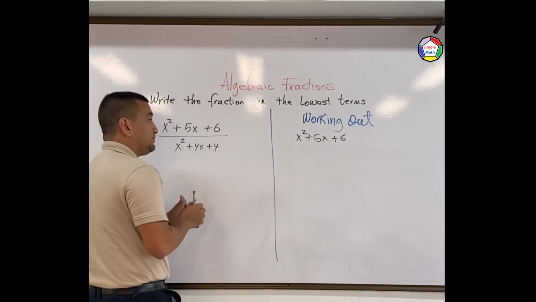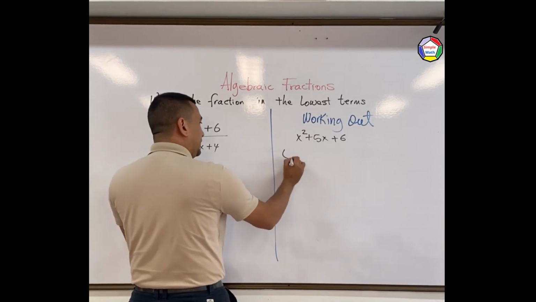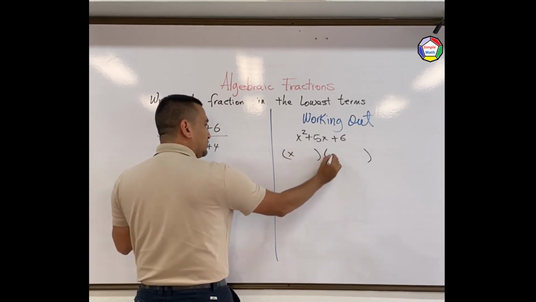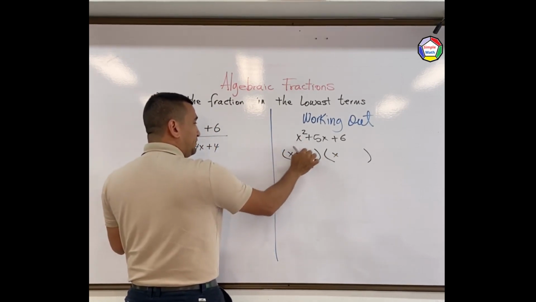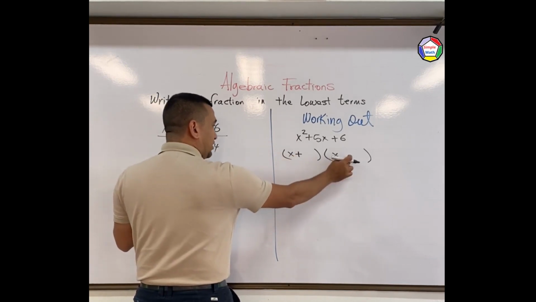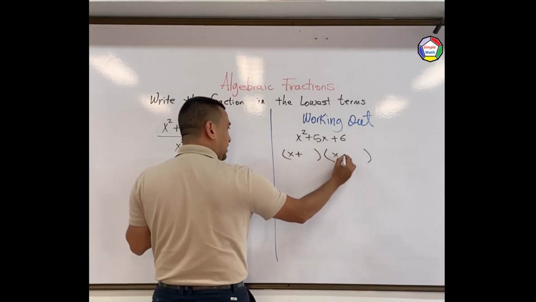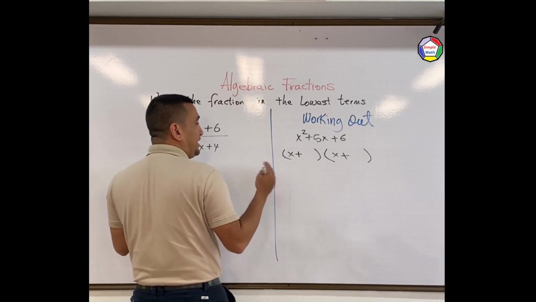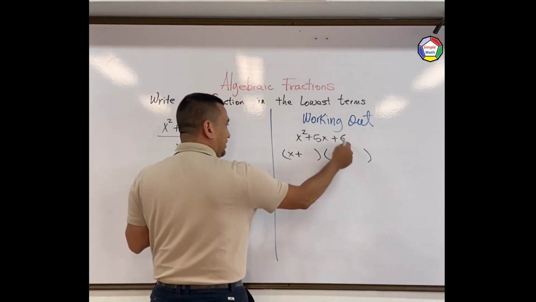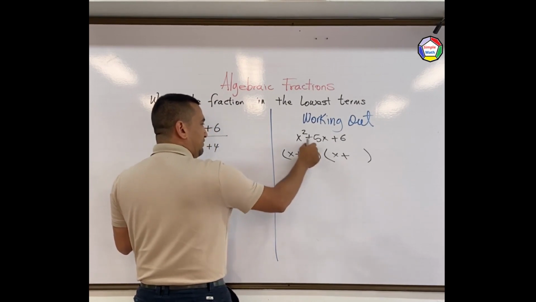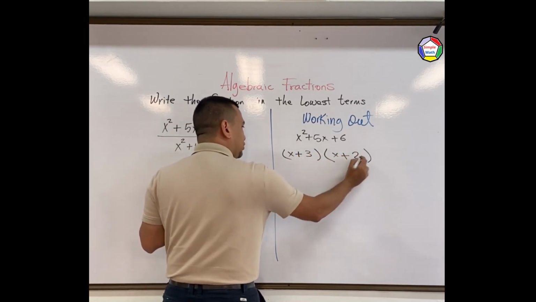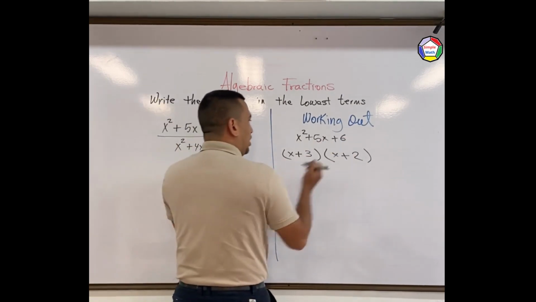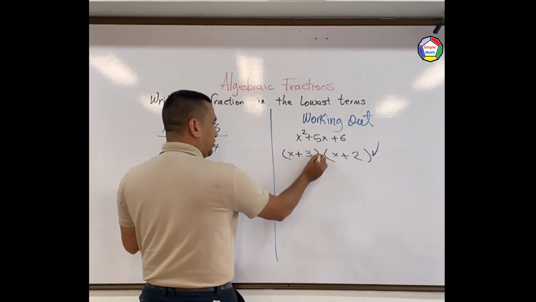To factorize this, we open 2 parentheses. We get the square root of the first term, which is x, and we repeat it in both parentheses. We keep the first sign in the first parenthesis, and for the second parenthesis, we multiply the signs. Positive times positive gives positive. Now we need 2 numbers that multiply to give 6 but added give 5. The numbers are 3 and 2: 3 times 2 is 6, and 3 plus 2 is 5. So this is the answer for this trinomial, where the main operation is a multiplication.